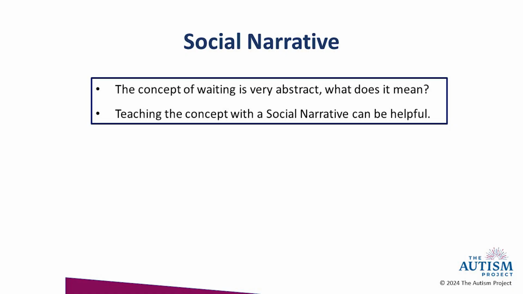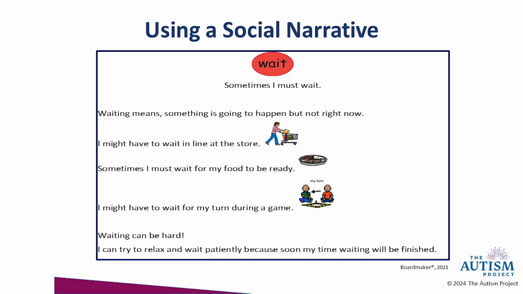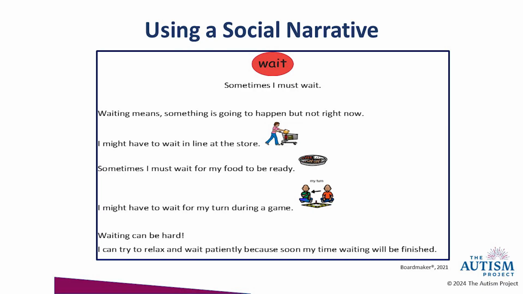Another tool we can use is writing a social narrative. The concept of waiting is very abstract. Like, what does that even mean? So teaching a concept with a social narrative can be very helpful. What is a social narrative? A social narrative is simply a story using positive language that explains a certain situation and what a person can do. Here's an example of using a social narrative to teach what wait means, because it's such an abstract concept.